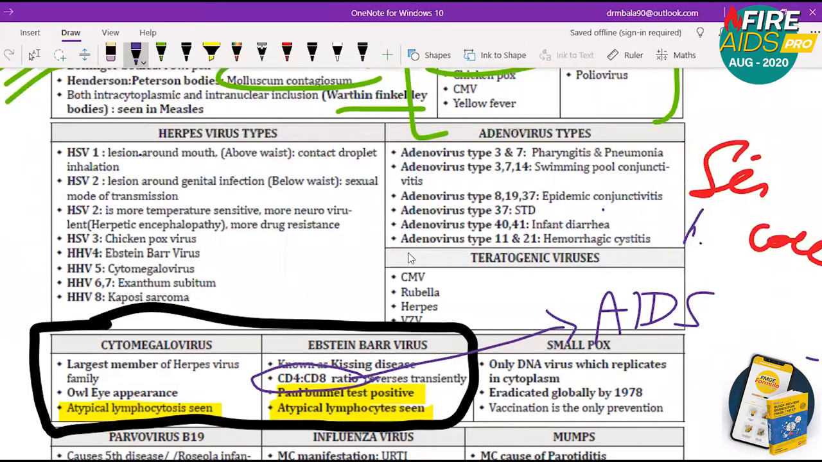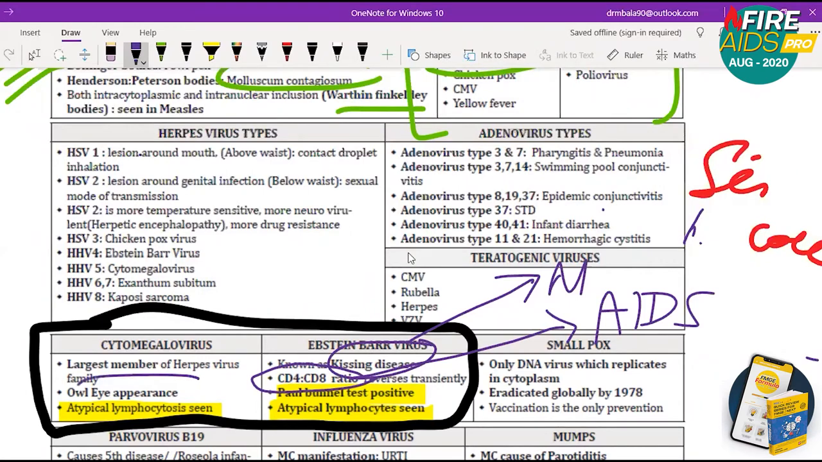Transient means they would be telling you that a few months back there was CD4 to CD8 reversal, and now the CD4 to CD8 is normal. So that is transient. If they're not talking about it, you should go for AIDS. That is important. Then comes kissing disease. Kissing disease means you should compare Epstein-Barr virus with meningococcemia.